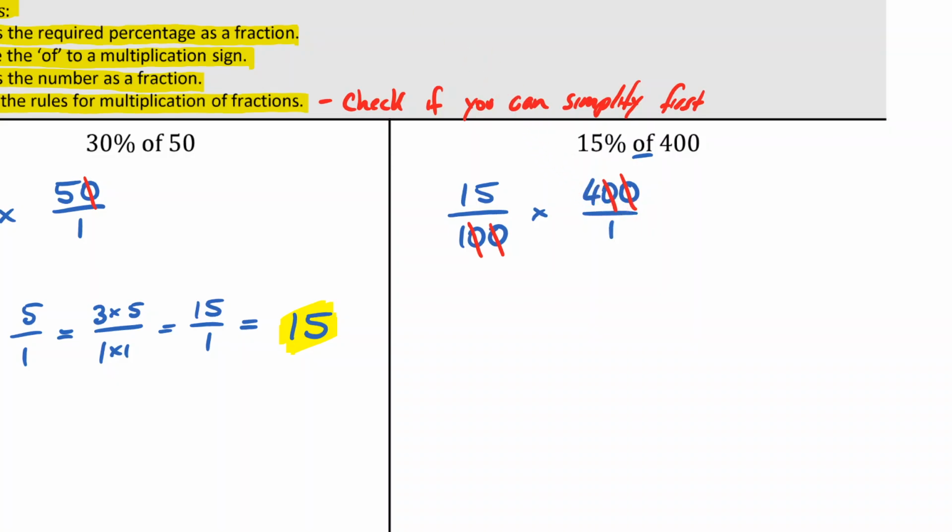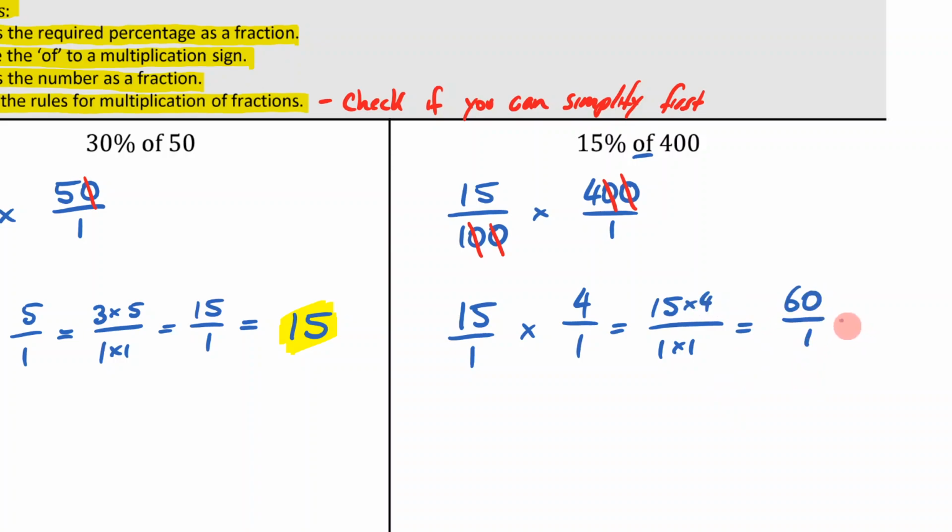Nice and quick. All right, now I've got 15 up the top. I've got 1 down the bottom. I've got 4 up the top. I've got 1 down the bottom. I go 15 times 4. I go 1 times 1. What is 15 times 4? It is 60. And that means my final answer here is just going to be 60, because 60 on 1 is just 60. And that is my answer.